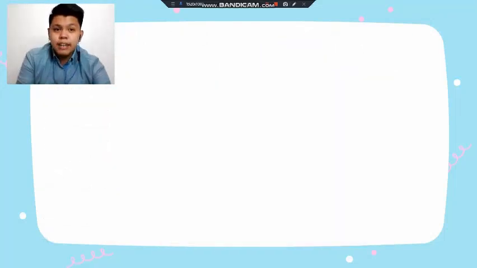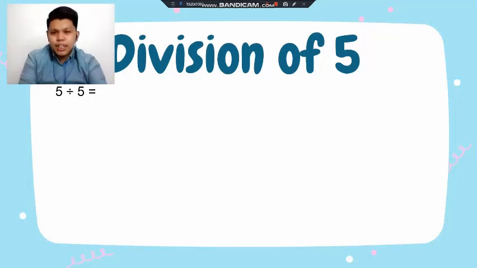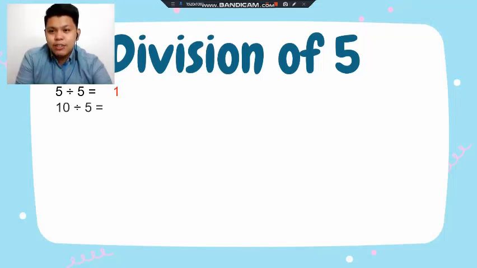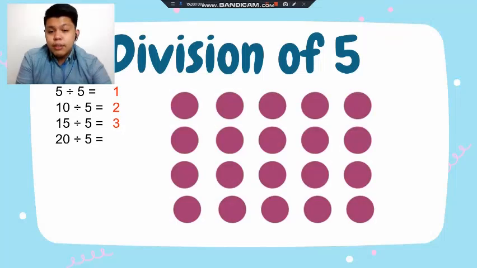Let's go with 5. How is this? So skip count by 5: 5, 10, 15, 20, 25, 30, 35, 40, 45, 50. So same, the answer there is 1 to 10. So 10 divided by 5 is 2, 15 divided by 5 is 3. 20 divided by 5 is 4.